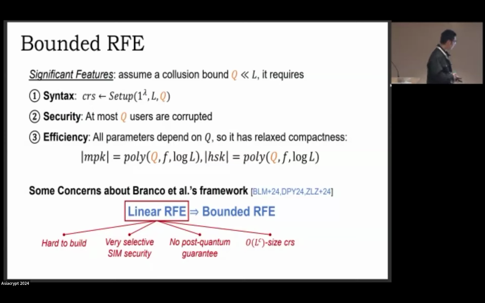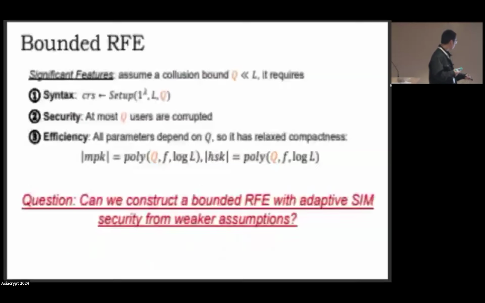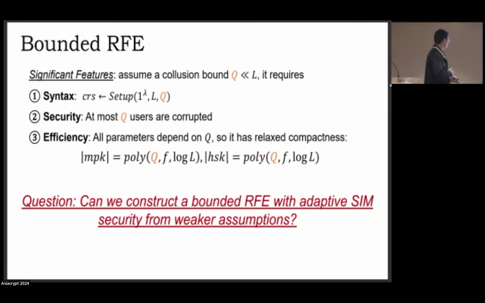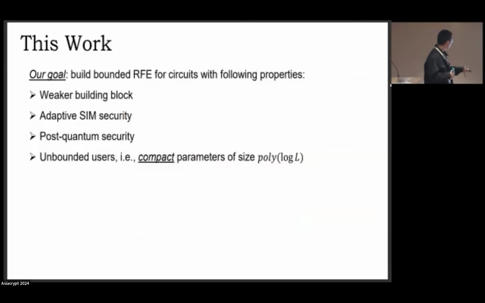Then, to the best of our knowledge, all existing linear RFE schemes provide no post-quantum guarantee, and they usually rely on pairing and have long-size CRS. So all this can be summarized into a question: can we construct a bounded RFE with adaptive SIM security from weaker assumptions? So this is the goal of our work.